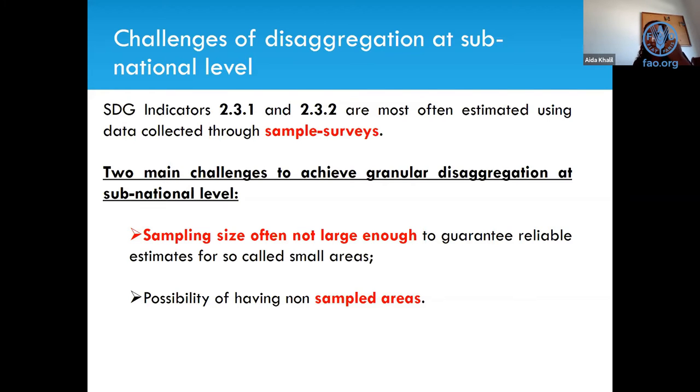So there are basically two big challenges when using sample survey data to achieve, let's say, granular disaggregation at subnational level. On one side, the sampling size is often not large enough to guarantee reliable estimates for very small domains. And on the other hand, you may have small areas, so small geographic domains that have no sampling units. So you may not have sampling units for all the possible disaggregation domains. So these are the two main challenges when you work with survey data.